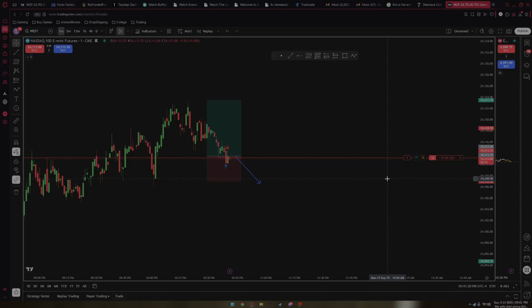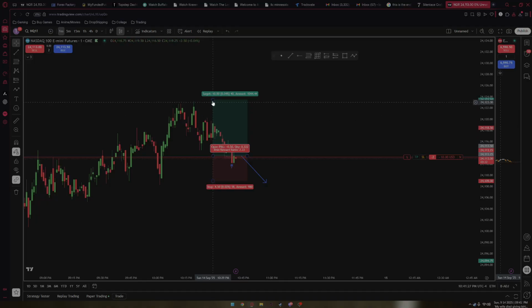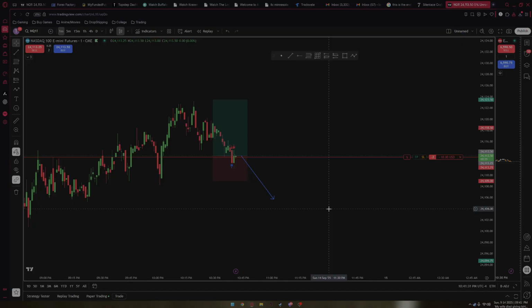You know how when you buy it, are you buying for it to go up, or are you buying for it to go down? How do you change it to make it go down?